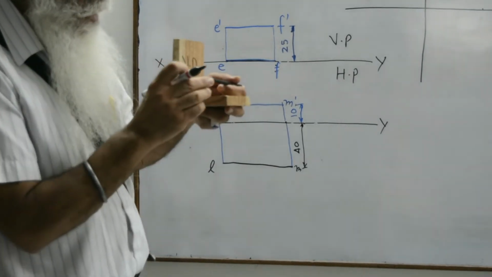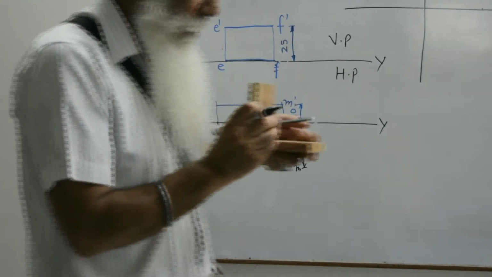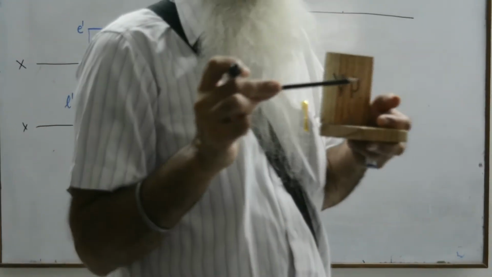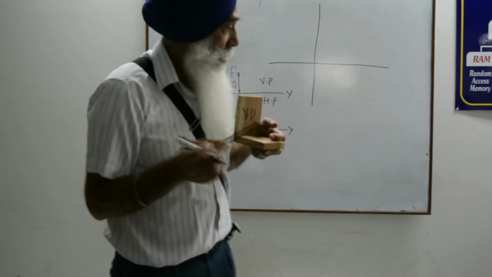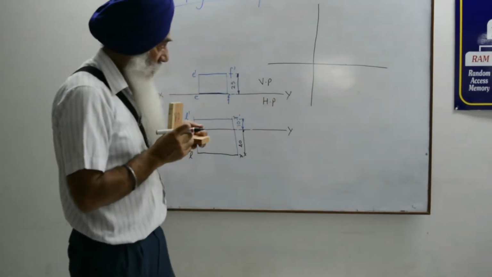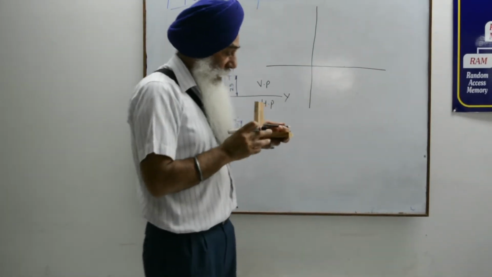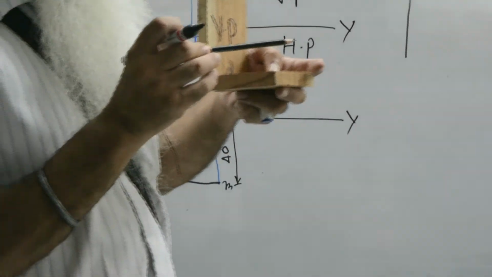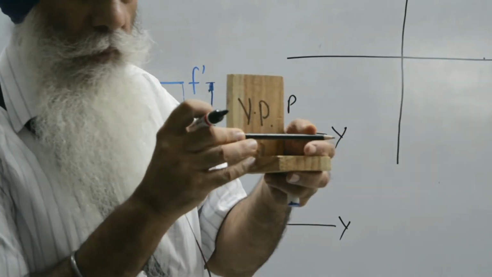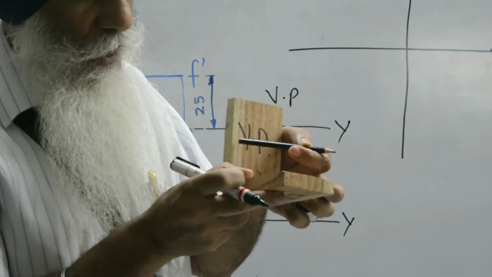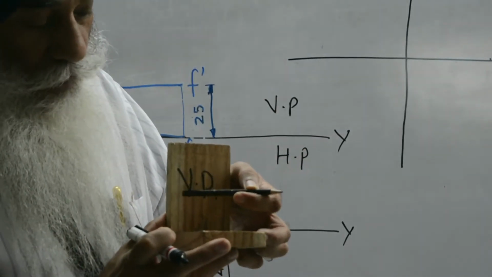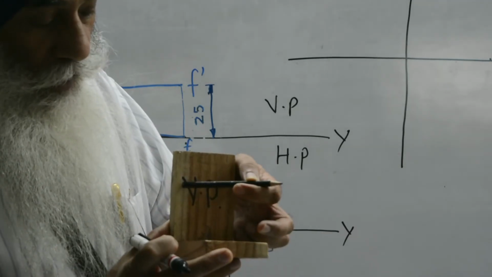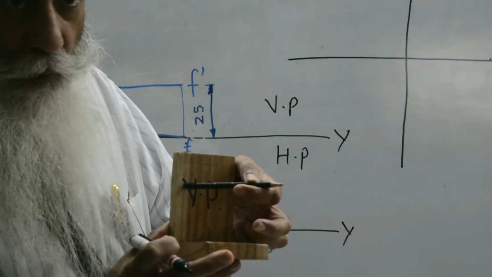The next case is when the line is parallel to one plane and inclined to another plane. That case I will take over here. The line is parallel to the horizontal plane and inclined to the vertical plane. This is the case. This line is parallel to the horizontal plane and inclined to the vertical plane.